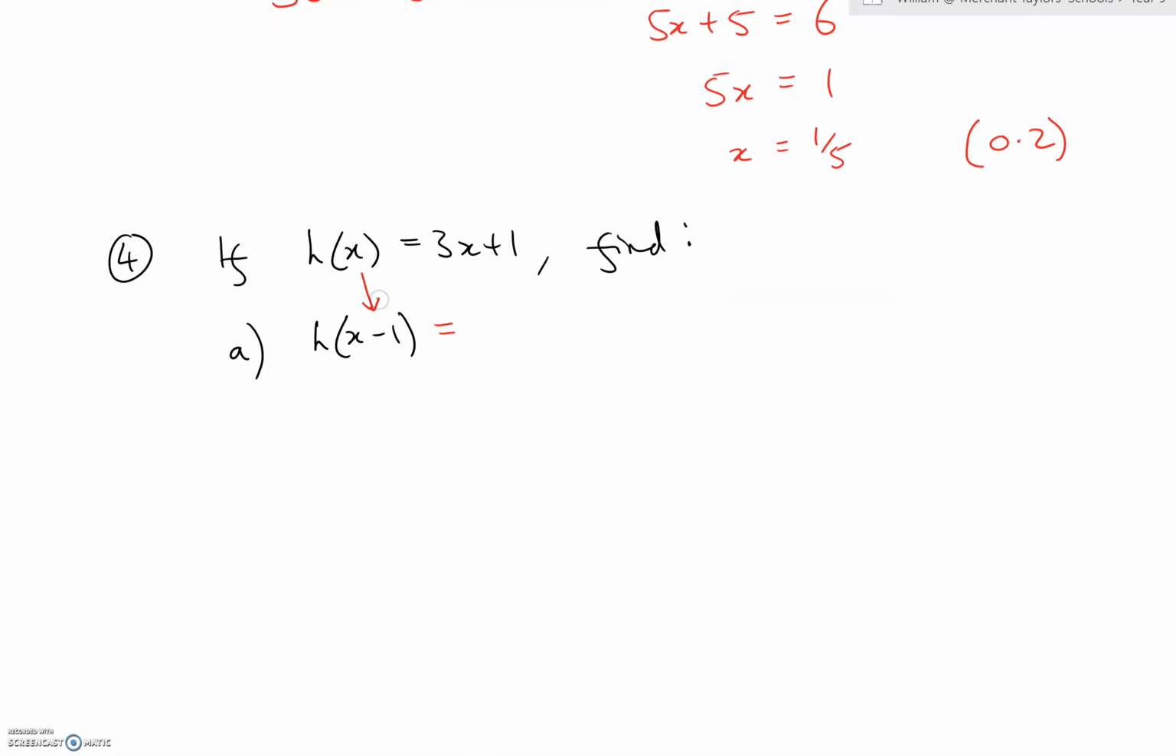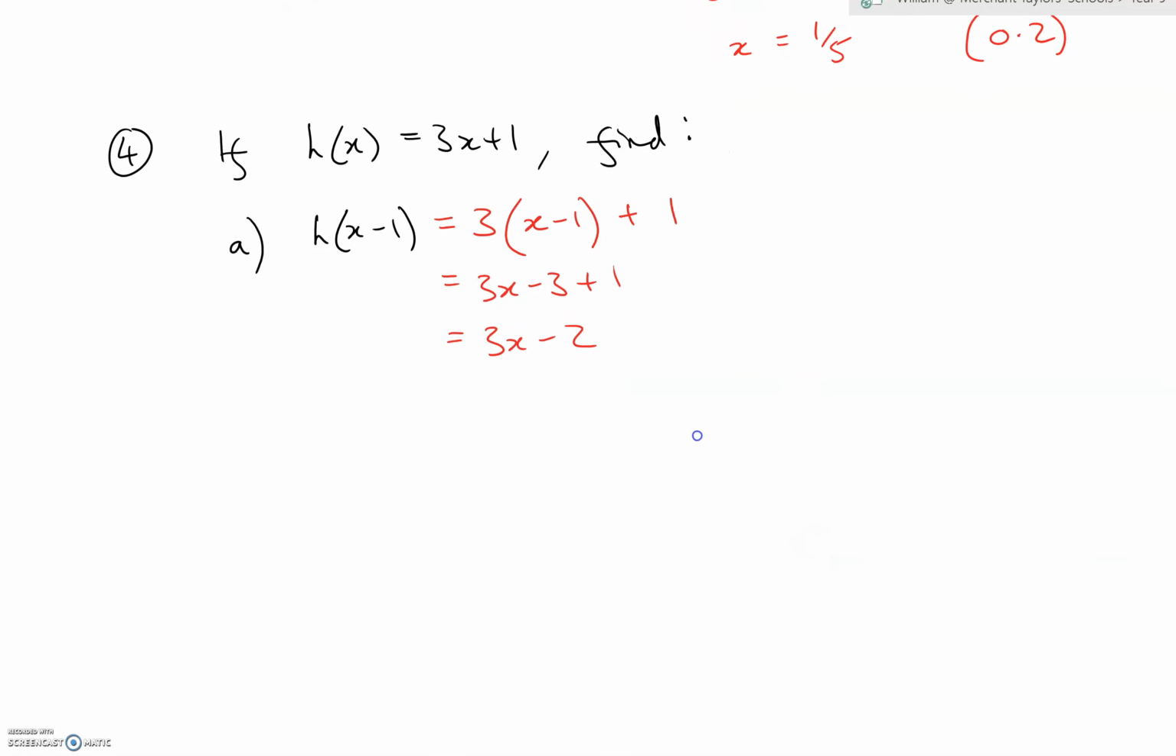If x is being replaced by x minus 1, that means wherever I see an x, and whatever I was doing to that x, I'm now going to replace that x by x minus 1 and do exactly the same thing to the x minus 1. So 3 times x, the x has changed to x minus 1, so the x changed to x minus 1 in here too. And then I can expand and simplify if I would like to. So I get 3x minus 2.